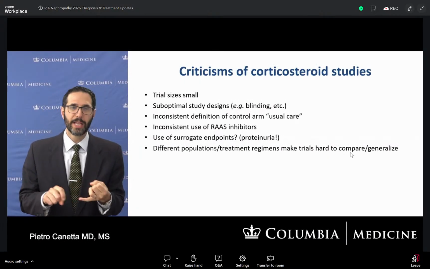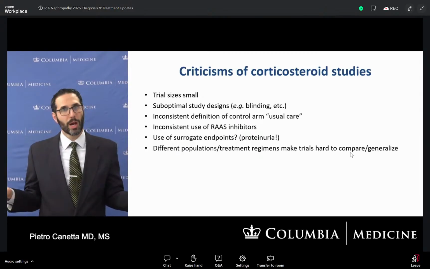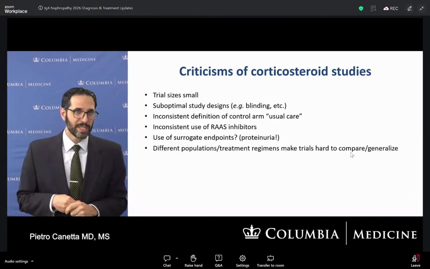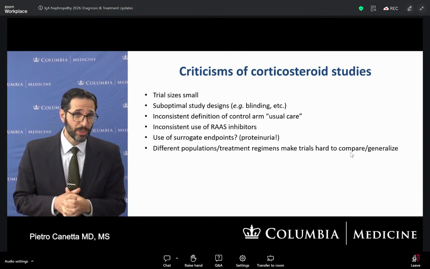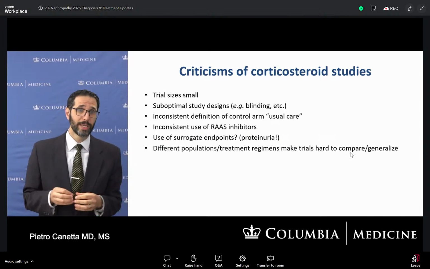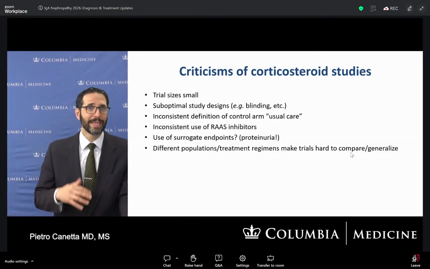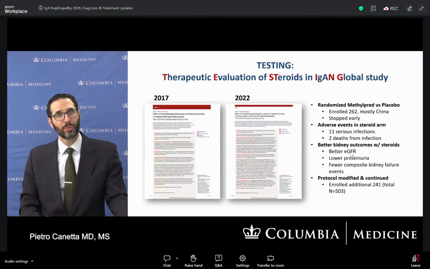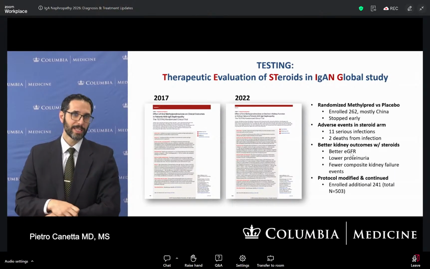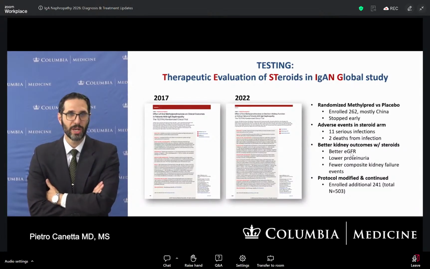They were small, there were design issues, several were non-blinded, the control arm wasn't always getting consistent care. In the earlier trials in particular, there wasn't consistent use of RAS inhibitors, which we think is very important, and different populations were treated, making comparisons between the studies hard. And so there was an attempt to address this with the TESTING study, which is to date, I think, the best study of systemic glucocorticoids that we have in IgA nephropathy.